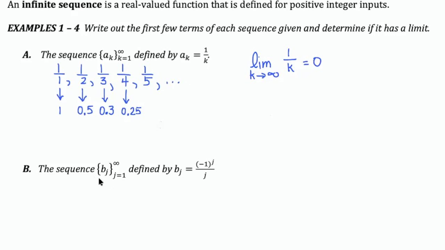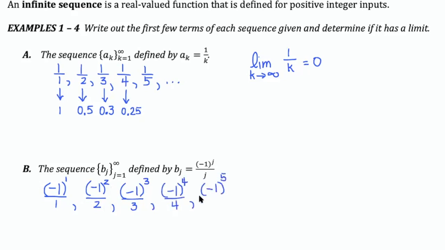The next sequence, we switch the letters up. It doesn't matter what letters we use, but this time j equals 1 to infinity. For this sequence, where b sub j equals -1 to the jth power divided by j. So we'll write out the first few terms of this sequence. Again, this will continue infinitely. And we'll begin by looking at the value of each of these terms.